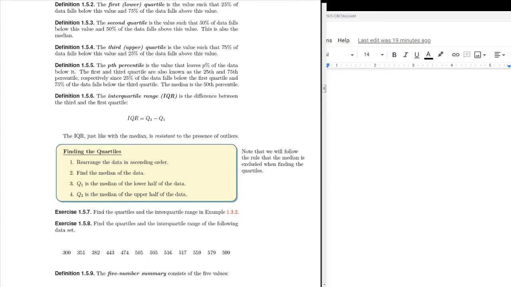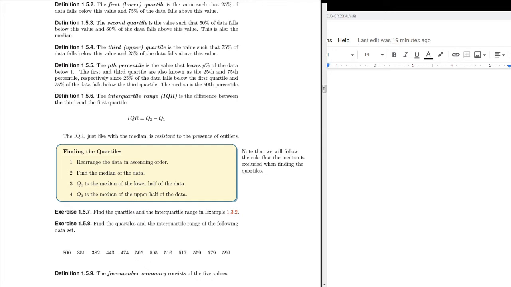We can now define a measure of spread which will be resistant to outliers, and this is called the interquartile range. The interquartile range is the difference between the third and the first quartile, and it describes the range of the middle 50% of data.